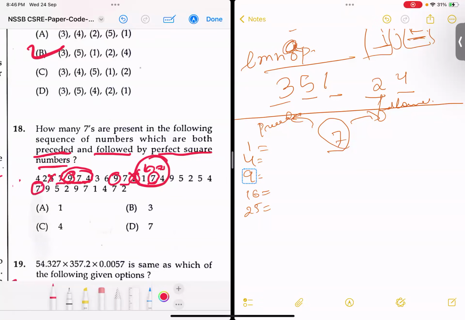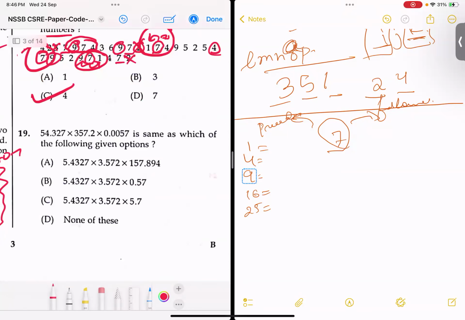Now, another 7 is here. So before 7, we have a 4, which is a perfect square, followed by 9, which is also a perfect square. So this is the third possibility, okay? Then the other one is here, 7 is there, right? It is preceded by 9, which is a perfect square, and followed by 1, which is another perfect square. So another 1 is here. And this is not a possibility because 2 is not a perfect square, right? So the correct option should be C, because there are 4 7s which are preceded and followed by a perfect square, okay?